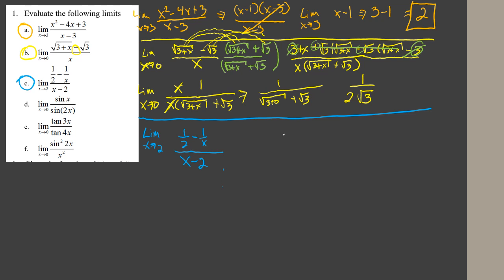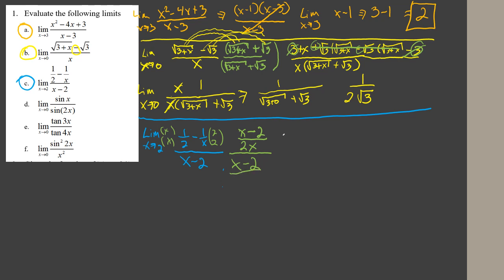Let's put the numerator in with a common denominator. So we multiply 1/2 by x over x, and then 1 over x by 2 over 2. If we do this, we have a common denominator of 2x, and then 1 times x is x, 1 times 2 is 2, we have x minus 2, all over x minus 2.